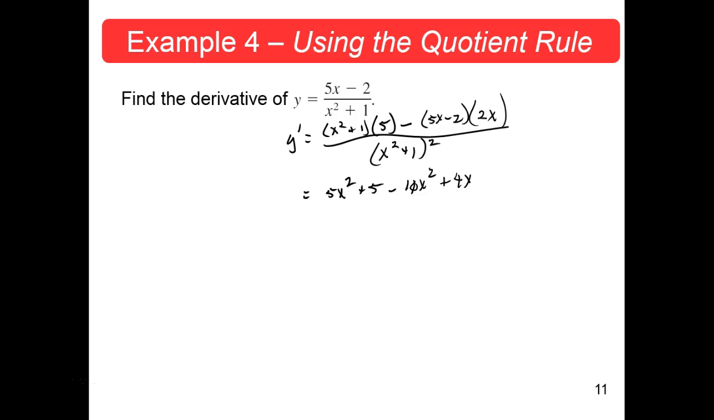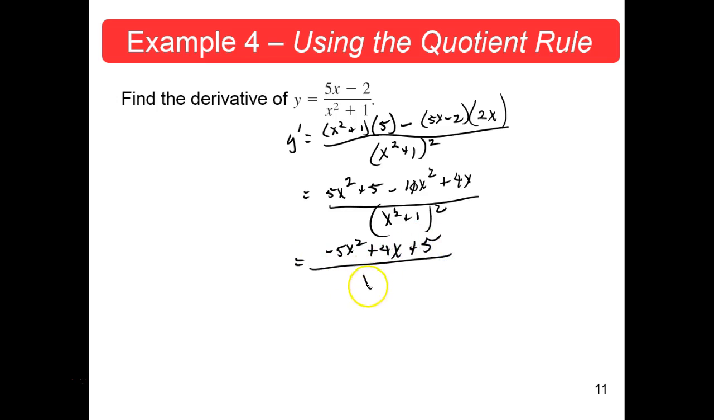Okay, first, let's just pretend the 2x is here. Minus 2x times 5x would be minus 10x squared, and minus 2x times minus 2 would be plus 4x, right? If it helps you, rewrite it. Now, what do we do? Oh, and this is all over x squared plus 1 squared. Now what can you do to the numerator? Okay, and what do you get? All over x squared plus 1 squared.